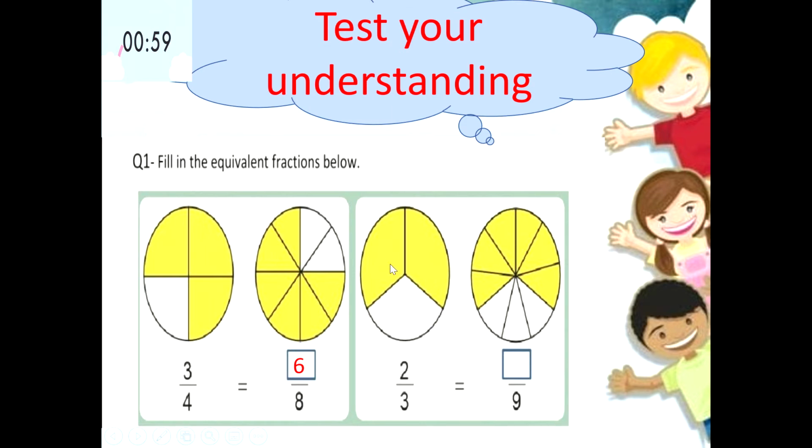Okay, now let's answer the second one. Here we have 2/3, and there's a missing numerator, and the denominator is 9. Do you know what the answer is? Let's see. Yes, the answer is 6. Well done if you got it correct.